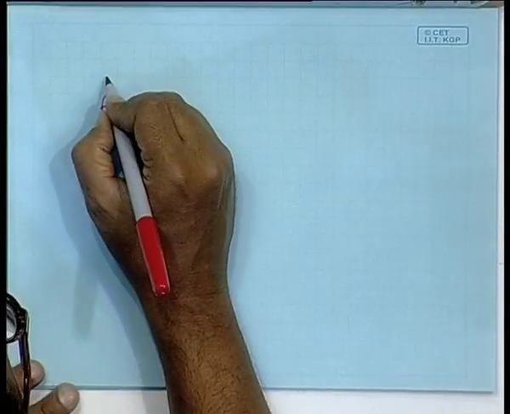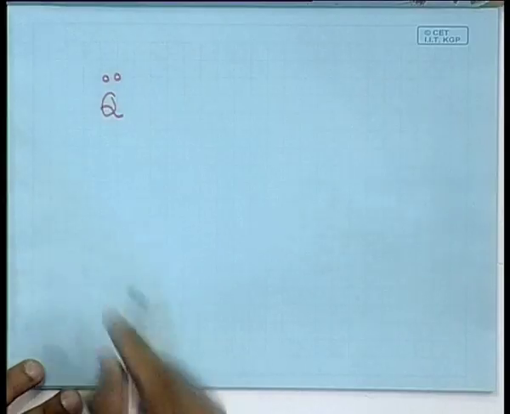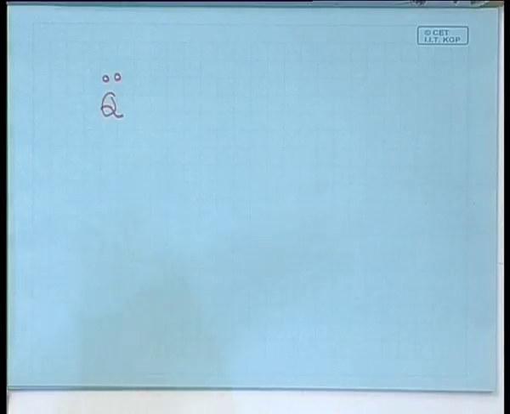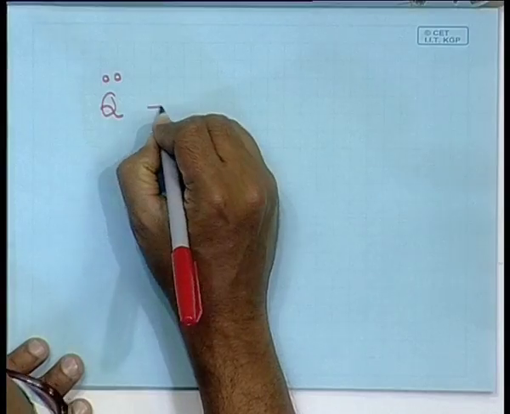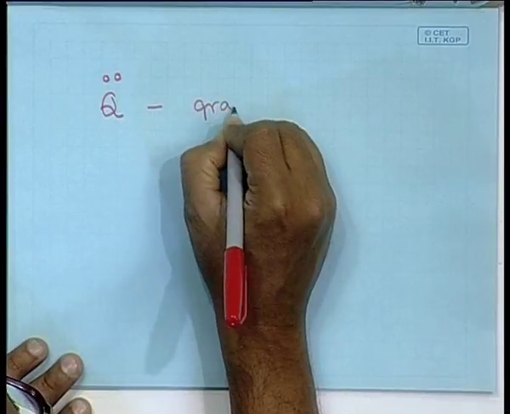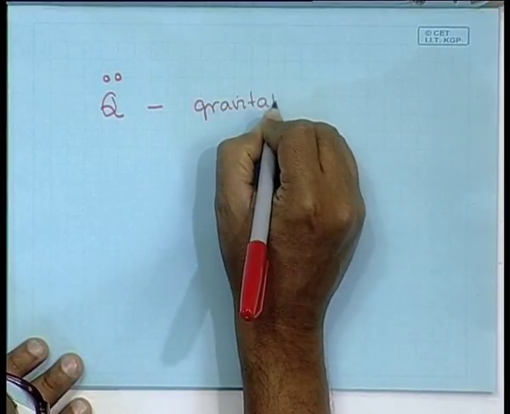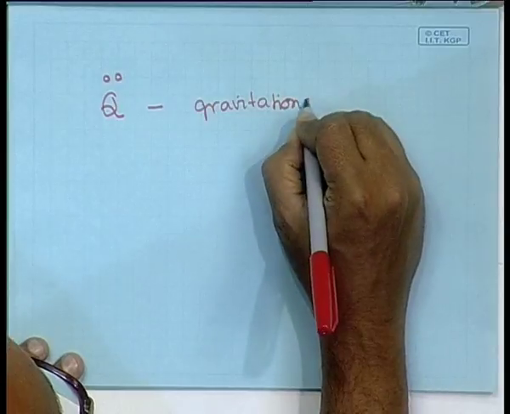So, if you have a mass distribution and the mass distribution has a quadrupole moment q, and if there is a second derivative of the quadrupole moment, that is, if these masses are accelerating relative to one another, so you have a quadrupole which has a second derivative. In this situation you have a phenomenon called gravitational radiation or a gravitational wave.